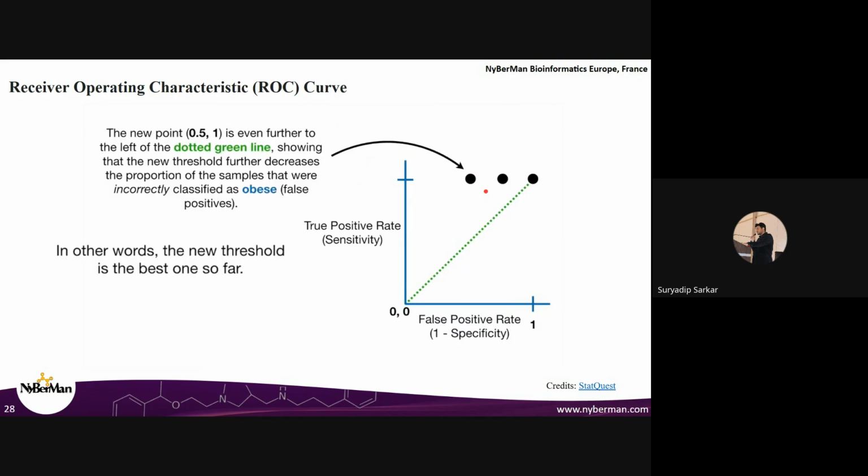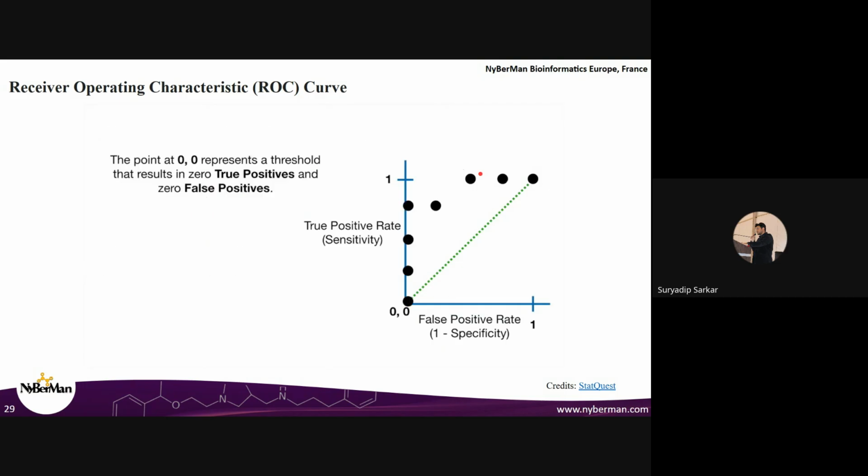Okay. This point is even better. In other words, this threshold is the best one so far, because for this the TPR is the highest and the FPR is the lowest, right? That is what we have. Now, obviously we can build so many more confusion matrices and actually do these plots, right? So basically what is happening is, this is what we will get: a graph like this, or points like this. Okay.